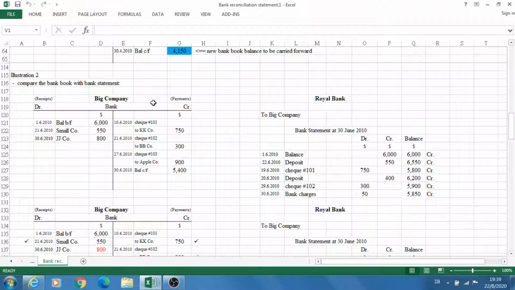Then compare the credit side of the bank book with the debit side of the bank statement. Check number 101, $750 was presented. Check number 102, $300 was presented. Check number 103, $900 was not presented. Bank charges $50 on bank statement was not shown on bank book.